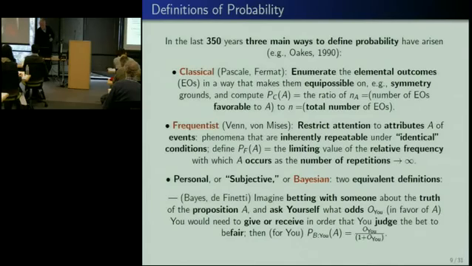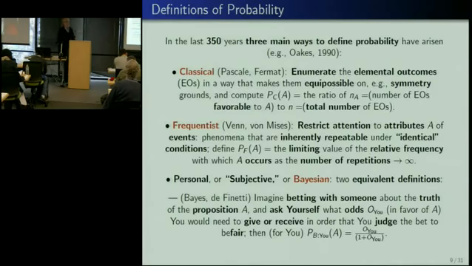And then in around the year 1880 or so came the frequentist story, which is due principally to the guy John Venn, who's famous for Venn diagrams, and also it was made more rigorous by Richard von Mises and also by Kolmogorov. And the idea in the frequency story is completely different from the classical story. In the frequency story, you have to restrict attention to attributes, capital A, of things called events, namely phenomena that are inherently repeatable under conditions that are as close to identical as possible.